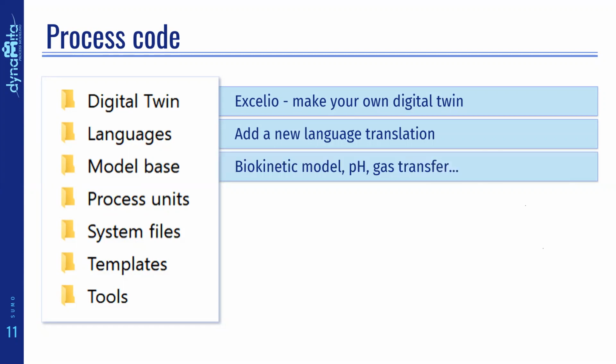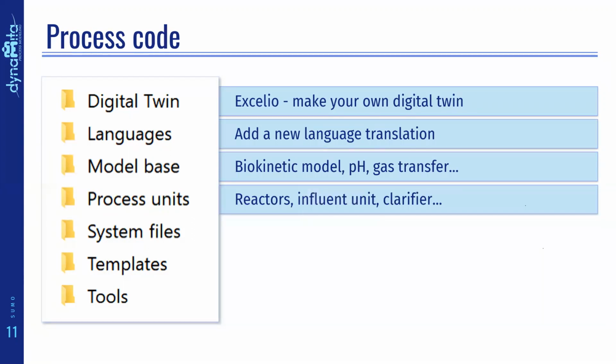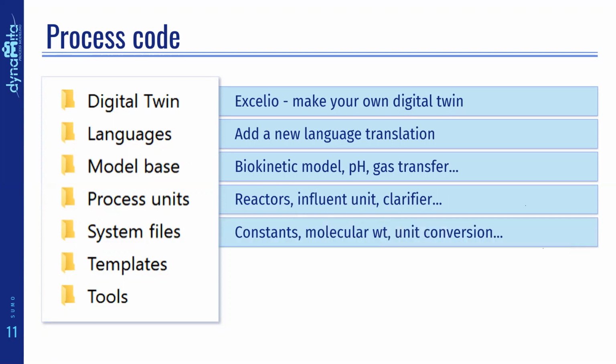If you want to add a new biokinetic reaction, improve the pH model, add more gas transfer, model base is the folder which you would be interested in. Under process units, like we saw, you have reactors, you have influent unit, you have clarifier, and if you are interested in creating one of those, that's where you would find them. The system setting folder allows you to access the system file in Excel, where you can add constants or molecular weight of compounds, or you can find unit conversions or add your own unit conversion if you need to.